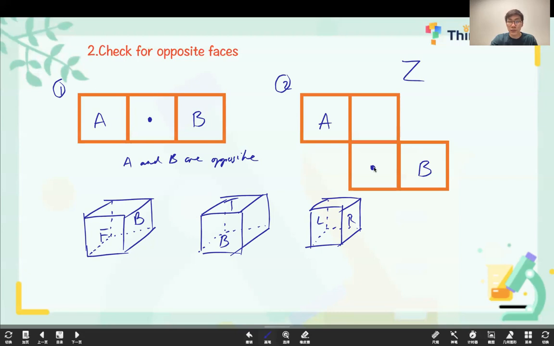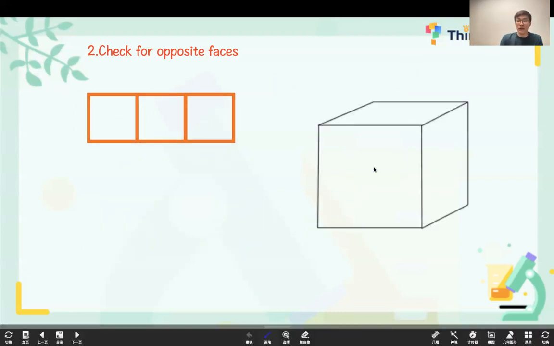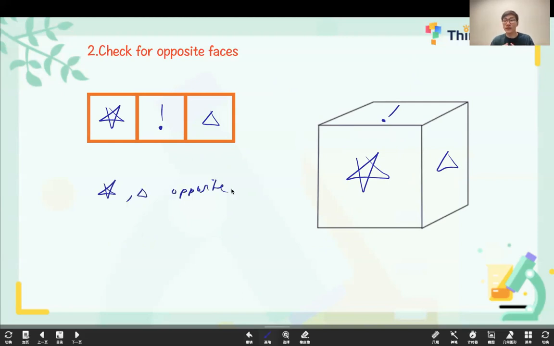Okay. So to show that in practice, what does this mean? Well, if I have, say, a star, an exclamation mark, and a triangle, and I have a cube which looks like this, star, triangle, and exclamation mark. Well, from this, I know that the star and the triangle are opposite. And the really important thing to remember is that opposite faces don't touch. But what I notice in this cube is that the star and the triangle are touching. That means that this cube is not correct. So this is the second thing that we're going to check for all of these questions.